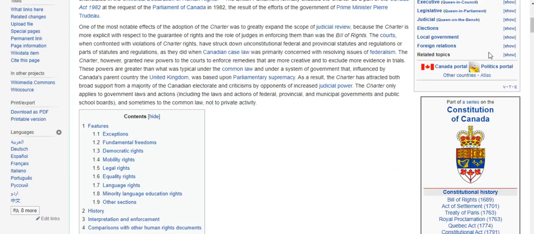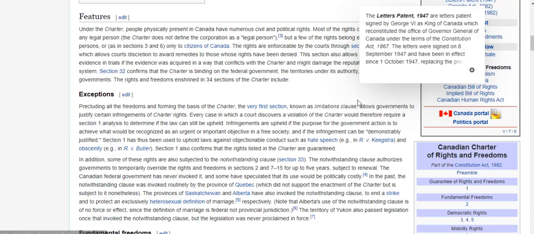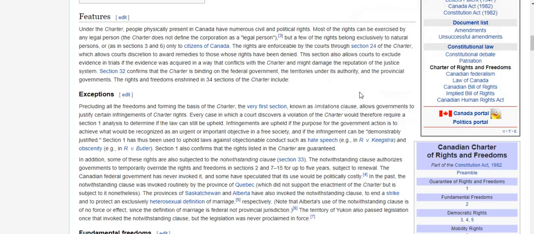The Charter only applies to government laws and actions, including the laws and actions of federal, provincial, and municipal governments and public school boards, and sometimes to the common law, but not to private activity. Under the Charter, people physically present in Canada have numerous civil and political rights. Most of the rights can be exercised by any legal person. The Charter does not define the corporation as a legal person, but a few of the rights belong exclusively to natural persons, as in Section 3 and 6 only to citizens of Canada.